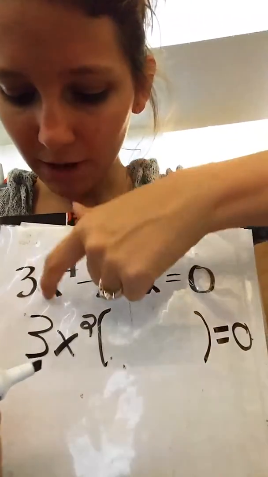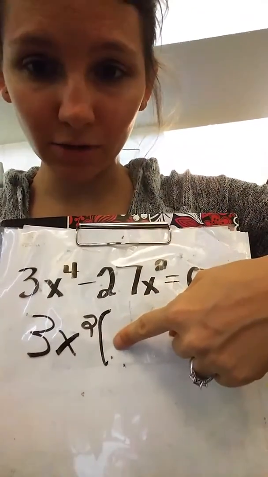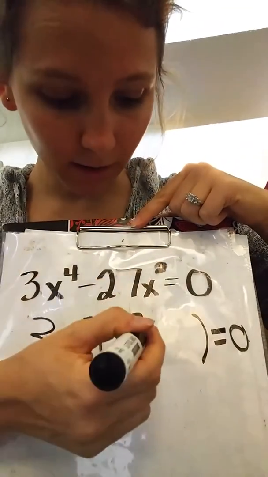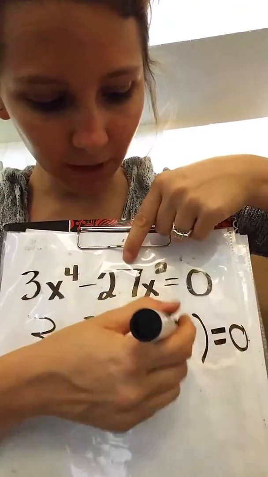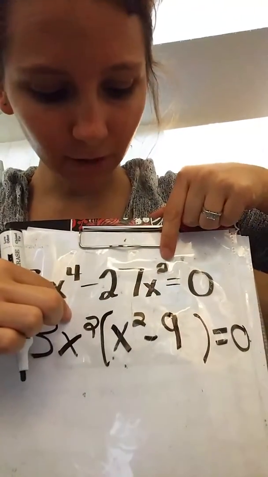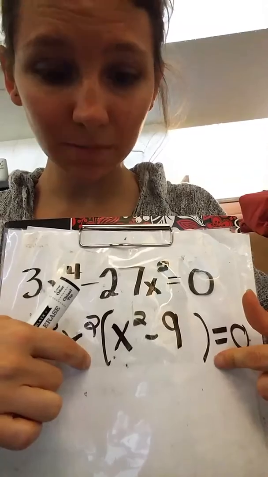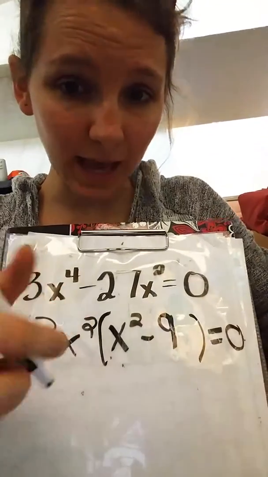So when we divide 3 by 3, we don't have a number here. You can put a 1 if you want. We take 2 x's away, we get x squared. Minus, divide 27 by 3 and get 9. Both of your x's are out front now. So what's left in the parentheses is something that should be easier to factor using the x.